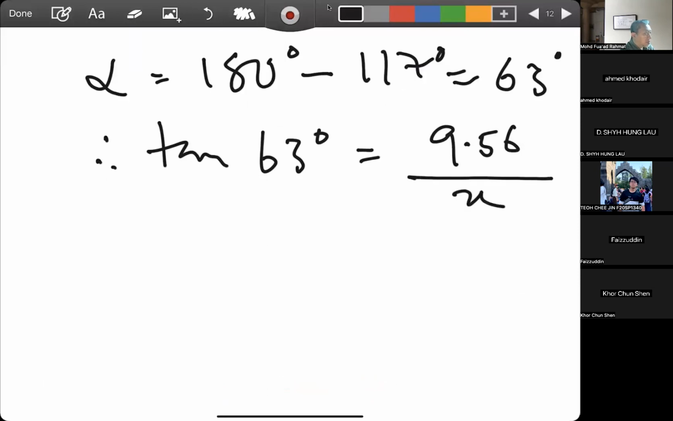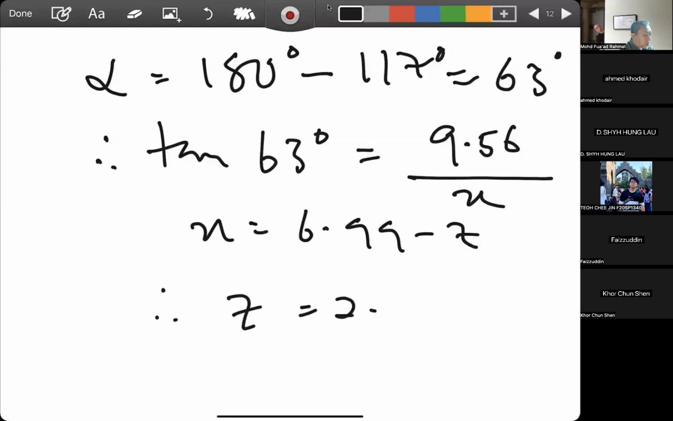So x is 6.99 minus z. Okay, so when you solve this, you will get z is 2.12. Okay, so this is the poles, zeros for the PD controller.